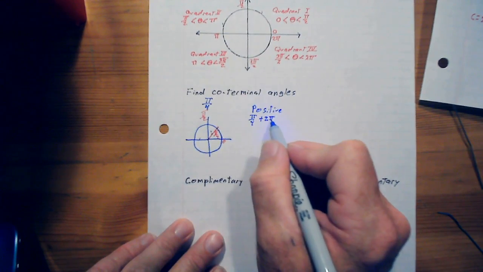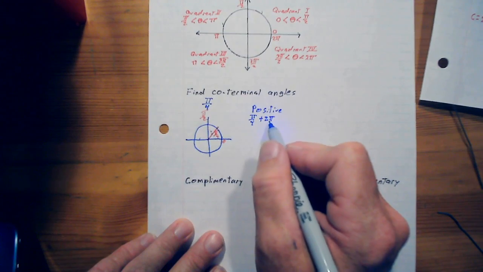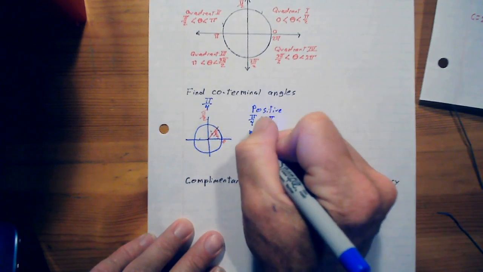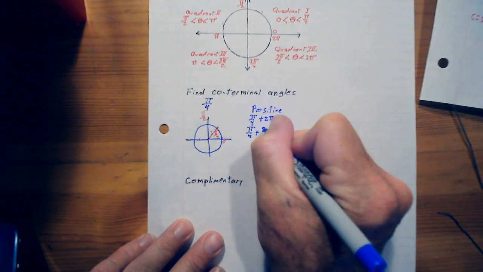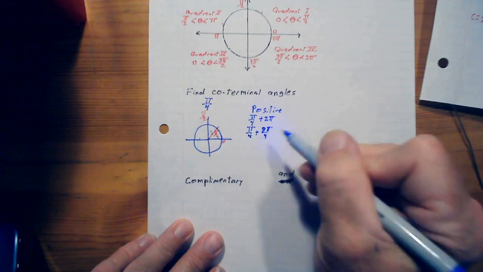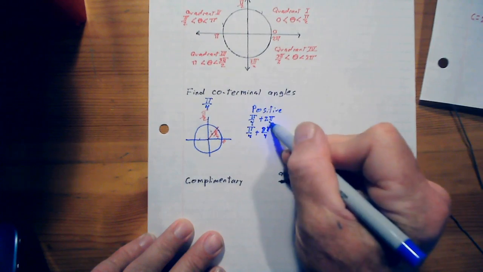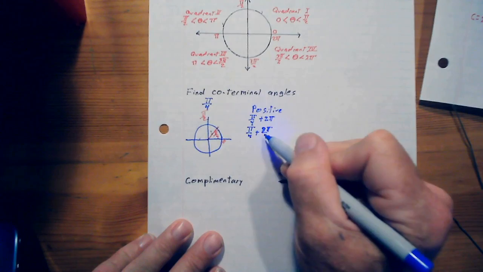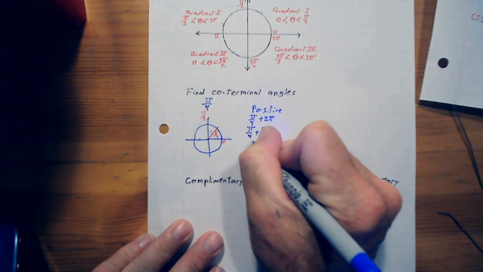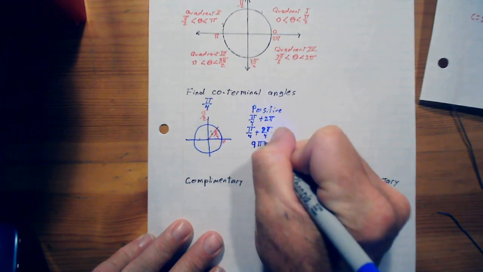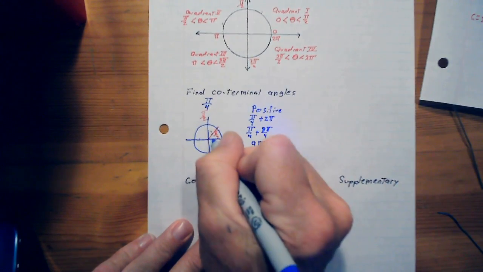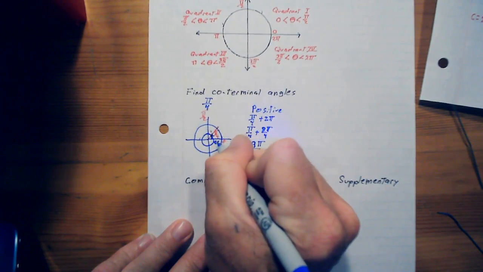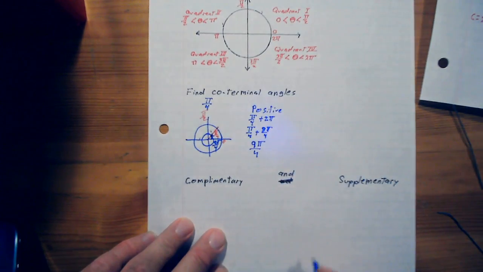Pi over 4 plus 2 pi. Well, I need a common denominator. 2 pi is the same as 8 pi over 4, right? So pi over 4 plus 8 pi over 4. 8 divided by 4 is 2. So all I did was rewrite 2 pi to have a common denominator, and I end up with 9 pi over 4. So pi over 4, and if I went all the way around, 9 pi over 4 is coterminal.